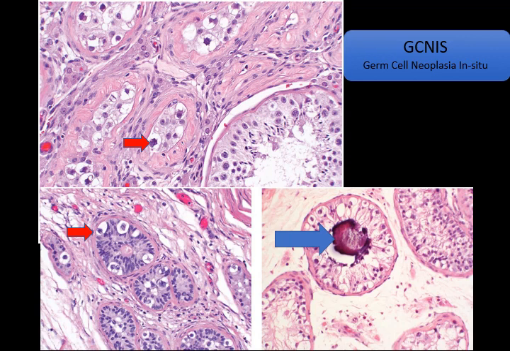If you look at the image down below there on the bottom left, again the arrow highlights some of these very abnormal germ cells, and this is what we call germ cell neoplasia in situ. It's often associated with microcalcifications that occur inside the tubule, and the blue arrow there marks one of those microcalcifications.